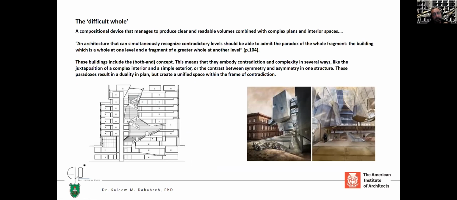The difficult whole, a term that was used by Robert Venturi in Complexity and Contradiction, is a compositional device that uses contradictory elements together, where you create transformative subspaces, you create a collage that holds two meanings at the same time. It works via the tools of superimposition and juxtaposition. If you look at the plan, it might be simple, yet the 3D might be very complex and vice versa.